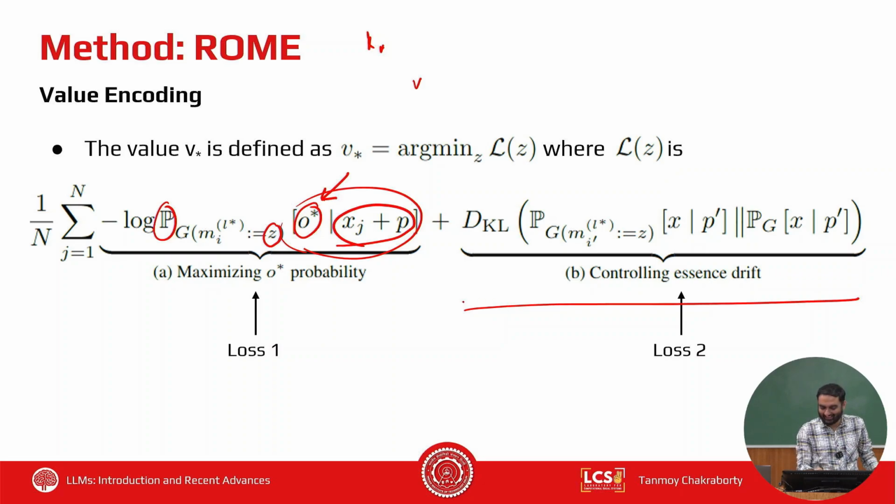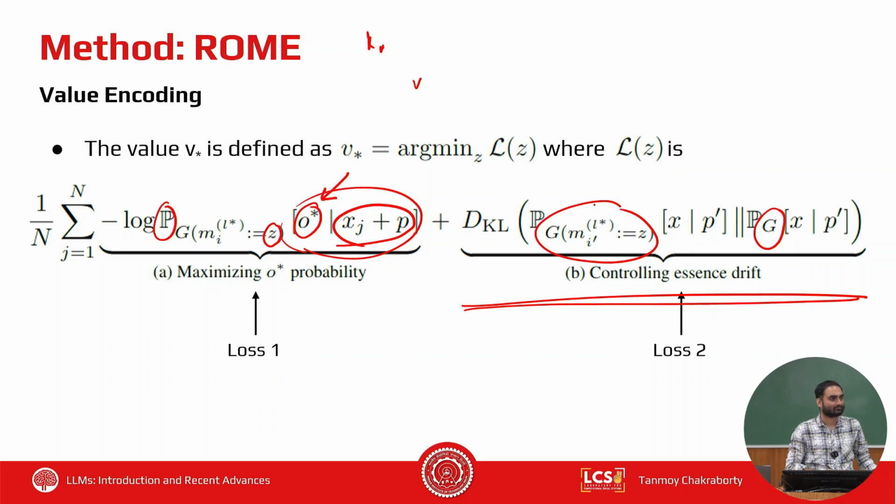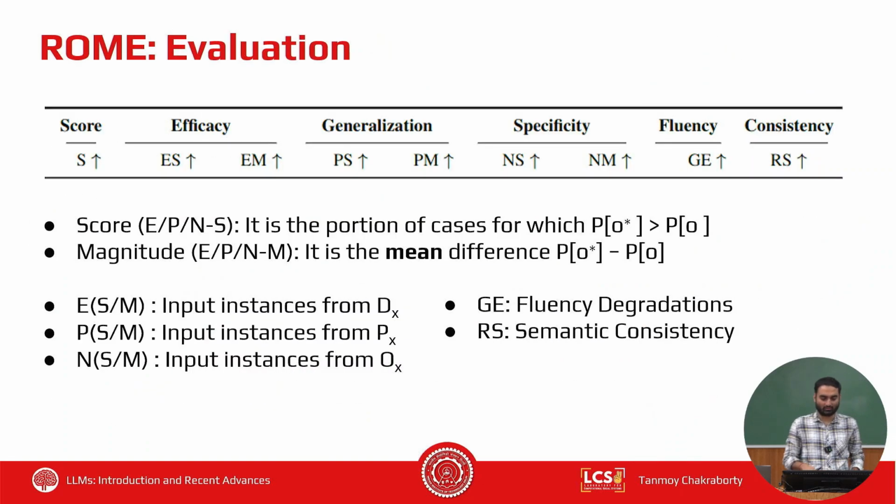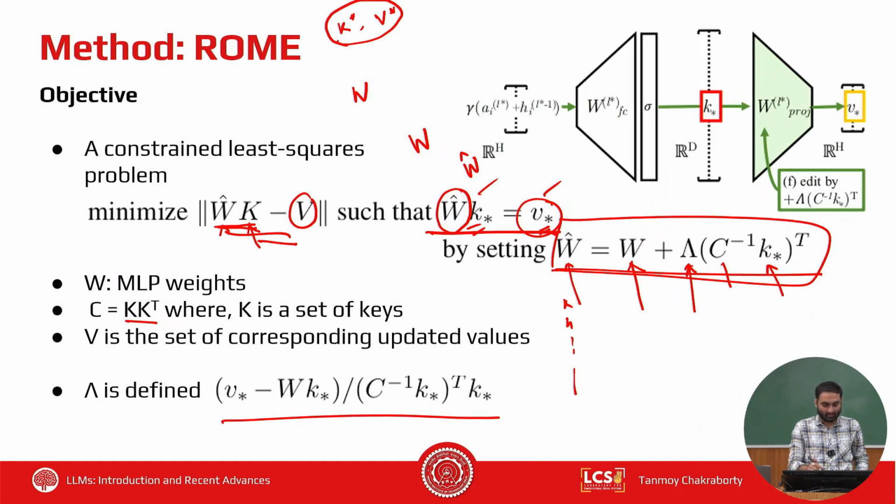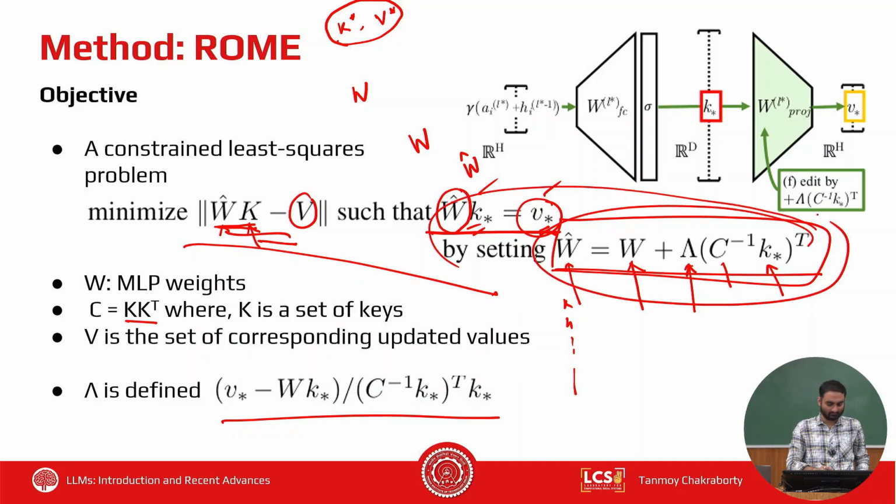So the KL divergence is between the original model G and the updated model G. There are two components here. One is the fine tuning part to obtain the V, and the second component of this loss will make sure that the updated model is not very far from the original model. All right. So now we are done with K star and V star. When we are done with K star and V star, I can run this optimization. I know this closed form solution.